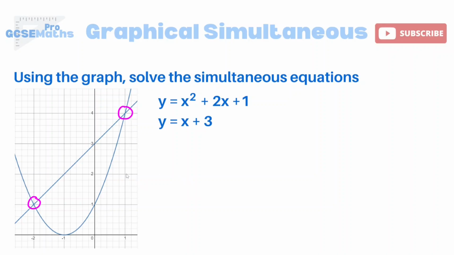So in this one, we can actually see it quite clearly. If I just look at the top one first, you can see that x is 1 and y is 4. And then the other one, we can see over here, we've got x is, again, don't forget if it's a negative, we've got -2 and y is 1.